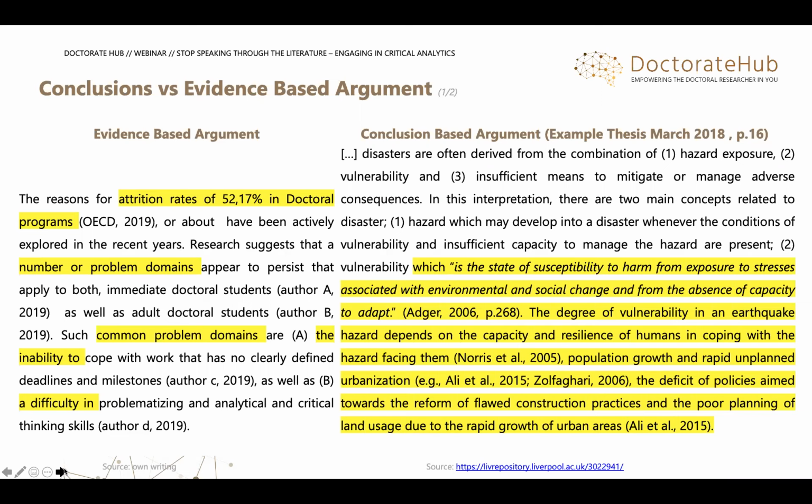Now, on the right side, you see a conclusion-based argument, which was taken from Cetheris, and this says disasters are often derived from the combination of hazard exposure, vulnerability, and insufficient means to mitigate or manage adverse consequences. In this interpretation, there are 2 main concepts related to disaster. First, hazard, which may develop into a disaster whenever the conditions of vulnerability and insufficient capacity to manage are present. Second, vulnerability, which is a state. So this is not only a conclusion-based argument, but it is also a very descriptive narrative on top of that.